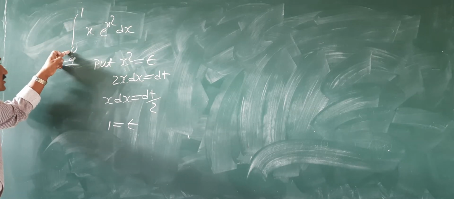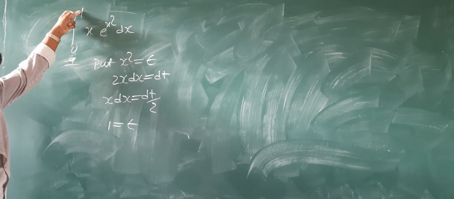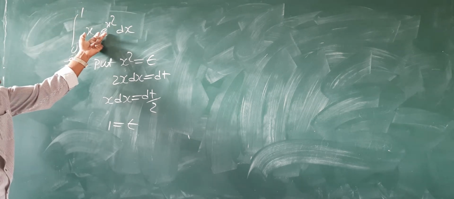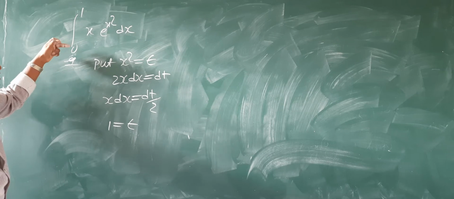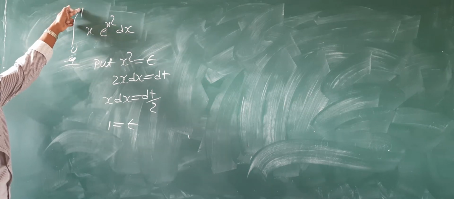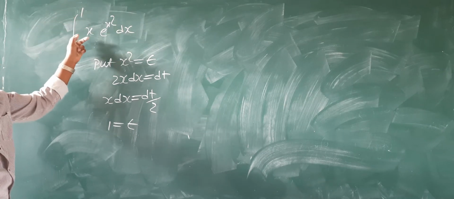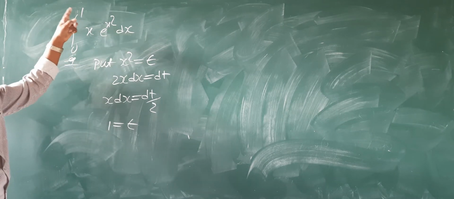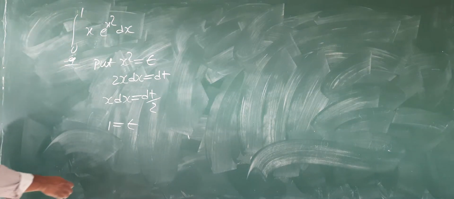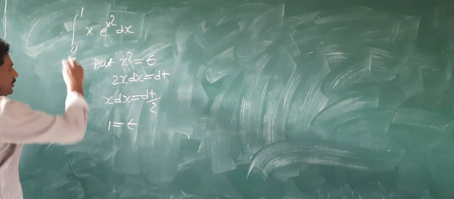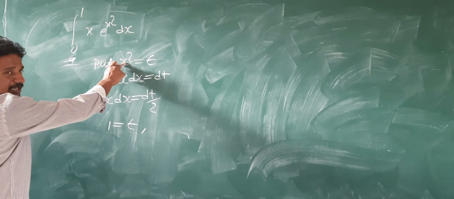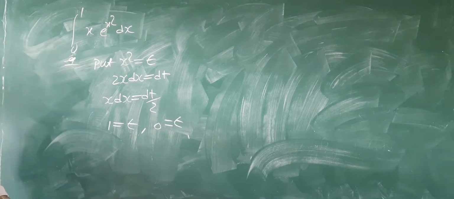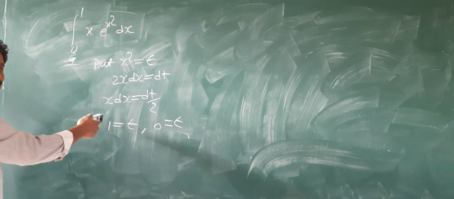Actually x is equal to 0 to x is equal to 1. That means the variable x which is present in this varies from 0 to 1. So right. So t equals 1 is the upper limit. Put x as 0, 0 square, 0. So limits. So tell me t values again, 0 to 1.